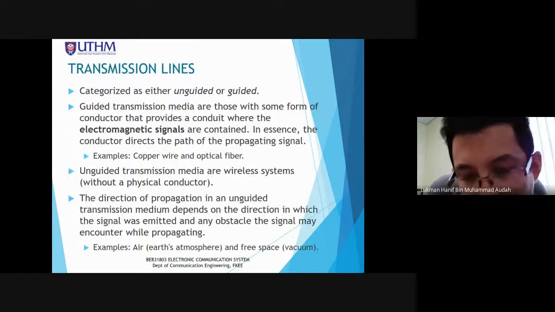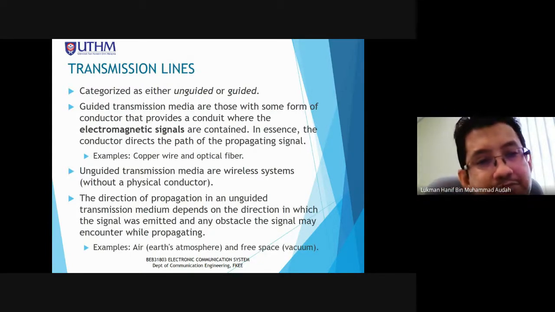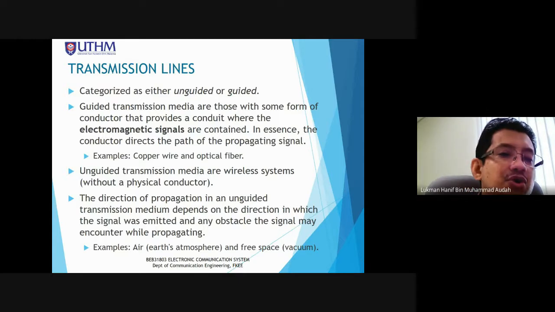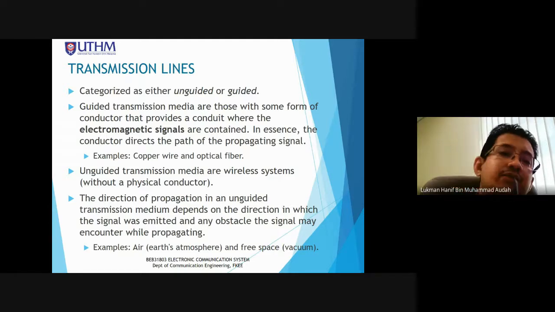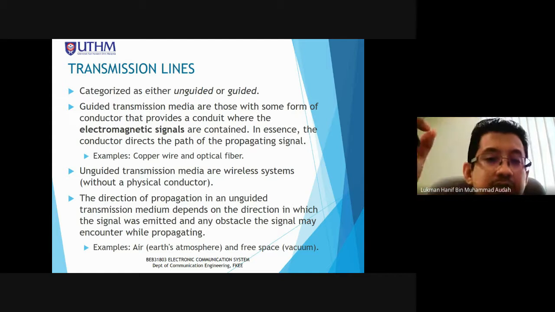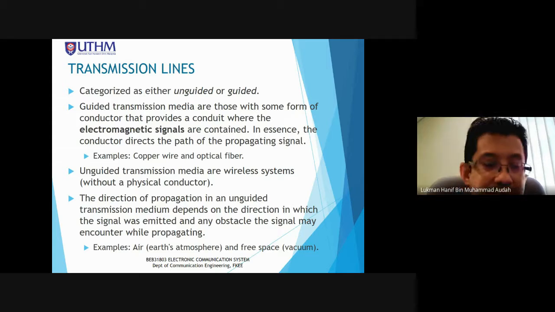Okay, ini mungkin agak boring sikit, transmission line. Okay, so transmission lines merujuk kepada medium penghantaran gelombang, sama ada wireless ataupun wired transmission. Okay, so kalau ada transmission line itu adalah wired cable, dia dikategorikan sebagai guided. Kalau wireless dipanggil sebagai unguided.